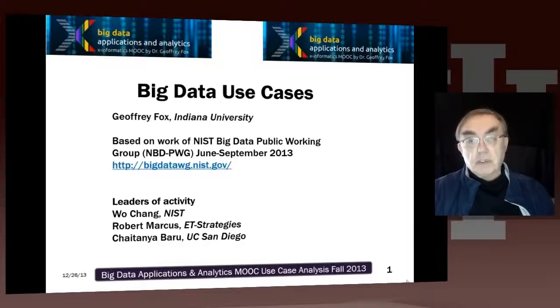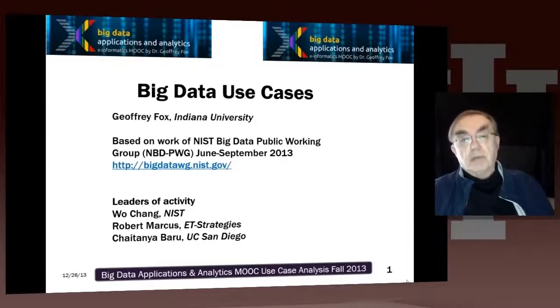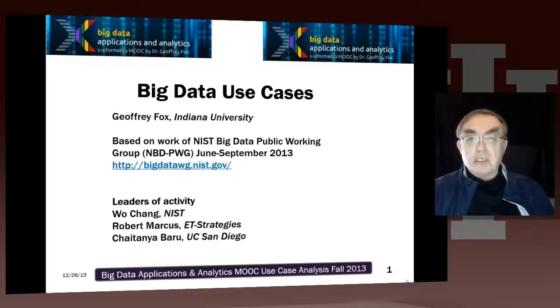The first unit describes the overall process, which has a lot of aspects. The second unit goes into detail on the work of the use case group and goes through 51 different use cases, trying to give you a feeling as to the exciting way big data is manifested in the real world. The third unit is quite important. It takes those 51 use cases and relates them to technology and also tries to identify common features.